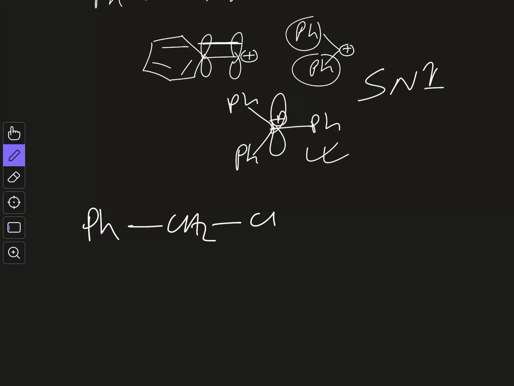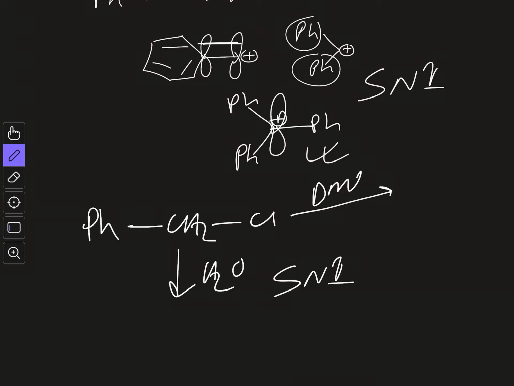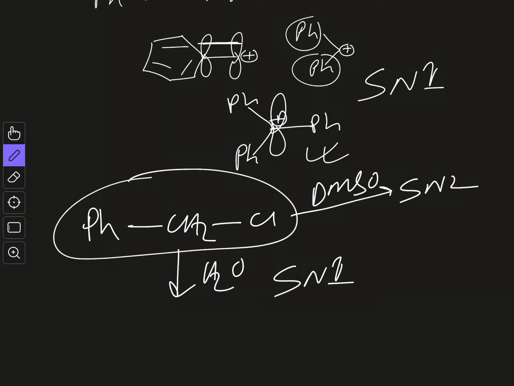Before that, one thing I should make clear is that depending on the solvent, if you do the reaction in a water-like solvent, it will give an SN1 reaction, whereas if you do the same reaction in a solvent like DMSO, it will give an SN2 reaction. So this is again an ambiguous substrate. It can give either SN1 or SN2 depending on whatever solvent you choose, and also the nucleophilicity matters. If you use a strong nucleophile, it will give SN2. If you use a weak nucleophile, it will give an SN1 reaction.